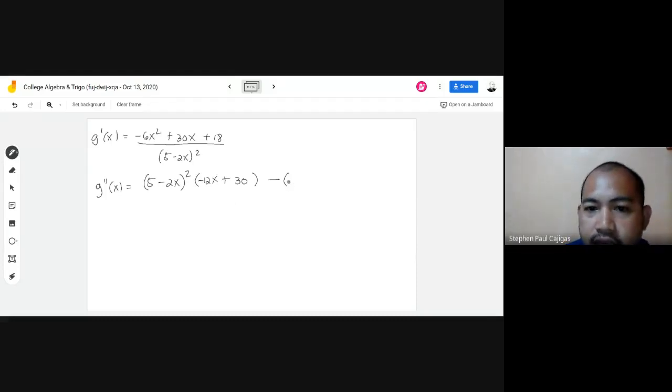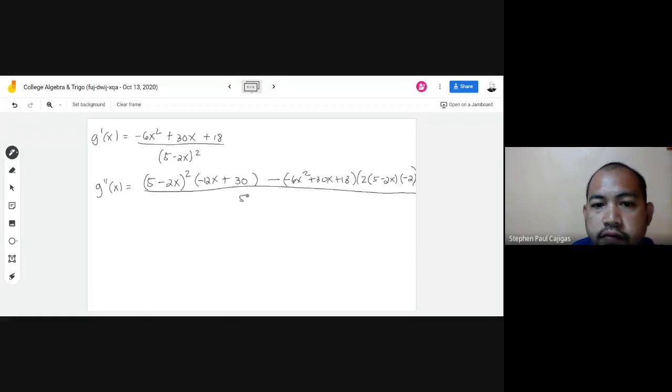So now, copy minus 6x squared plus 30x plus 18. Then multiply 2 times 5 minus 2x. The power 2 becomes power 1. Then times the derivative of 5 minus 2x, which is negative 2. All over 5 minus 2x to the power 4.